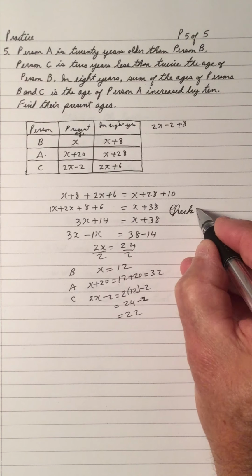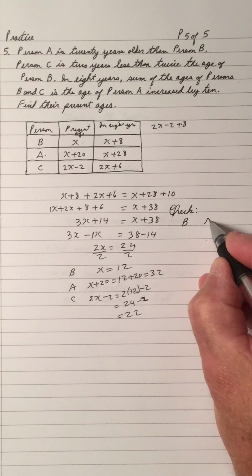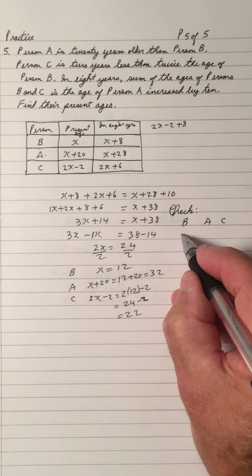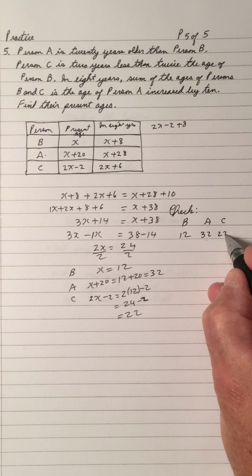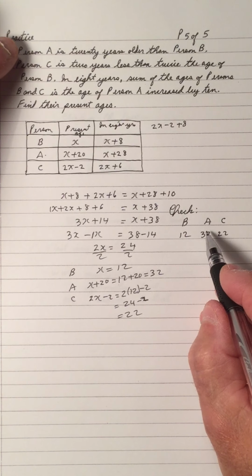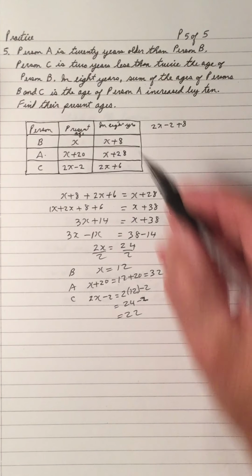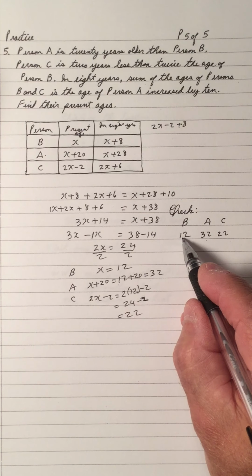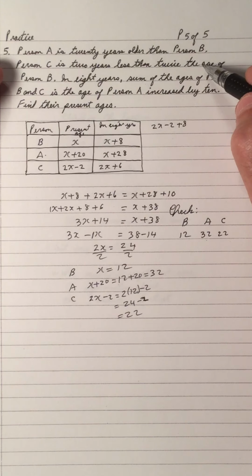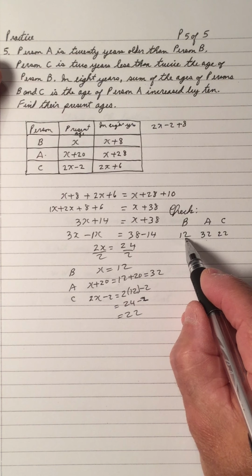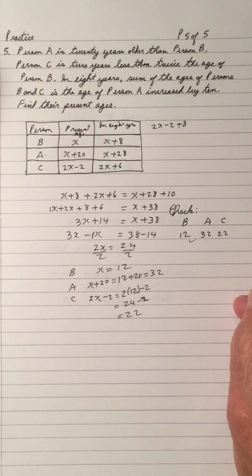And we have to check. Let's check to see if everything is okay. We have person B, person A, and person C. B is 12, A is 32, C is 22. Let's see if we're right. Person A is 20 years older than B. So 12 add on 20 is 32. Person C is 2 less than twice person B. So if I double person B, I get 24 minus 2, 22. So the age is checked there.